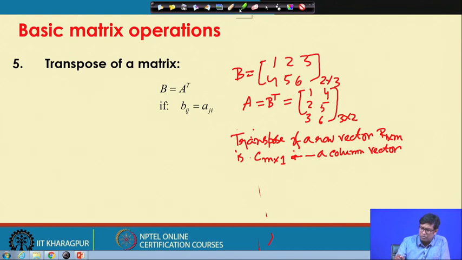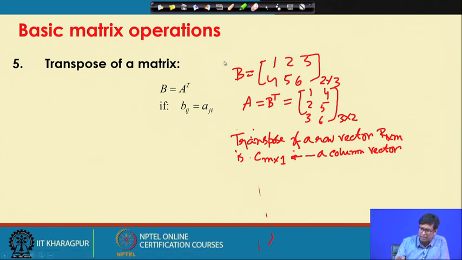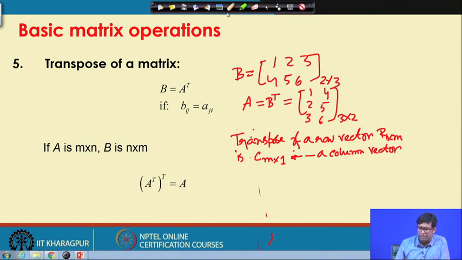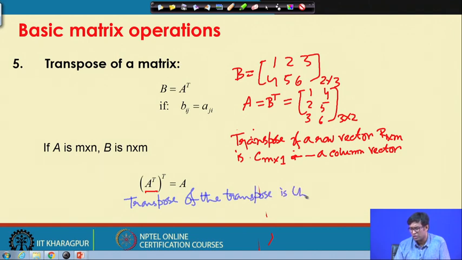So, the basic idea is that if the matrix is of order m into n, the transpose will be n into m, and the transpose of the transpose of the actual matrix goes back to the original matrix A. So, we usually write that the transpose of the transpose is the original matrix.